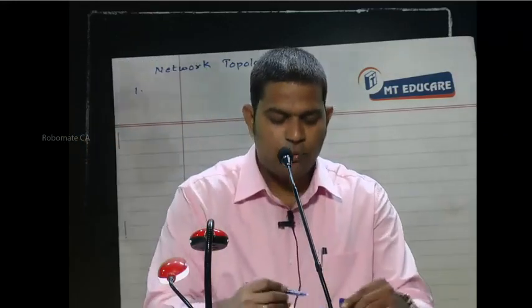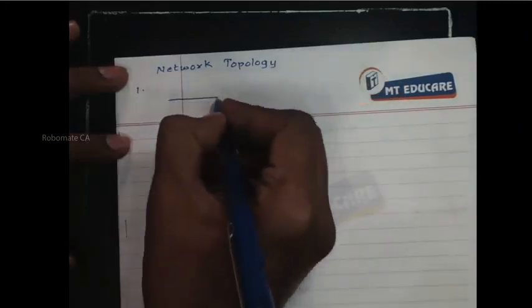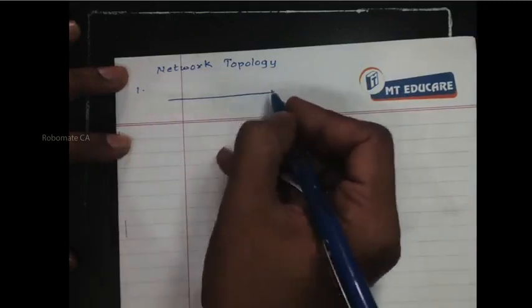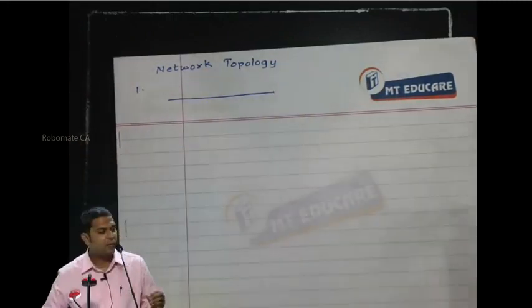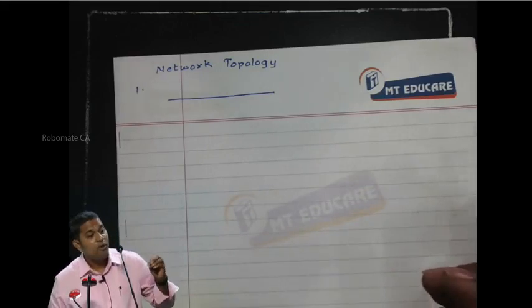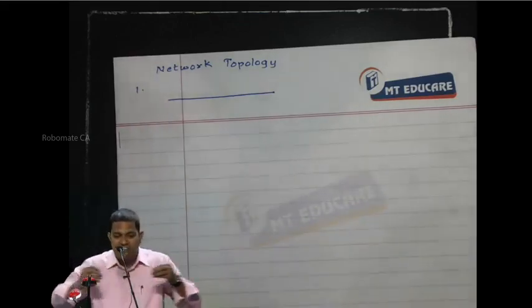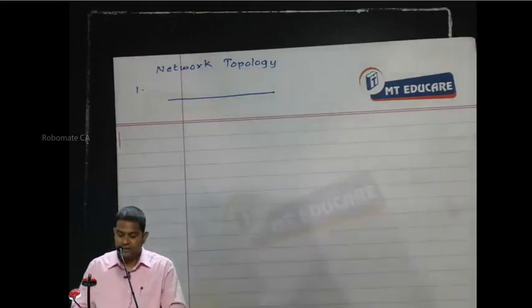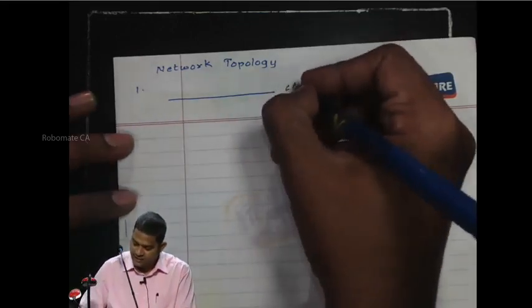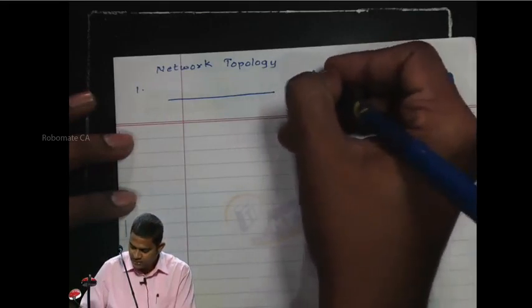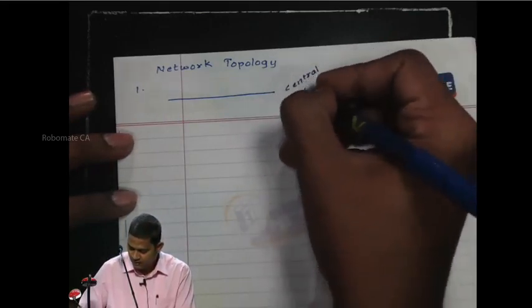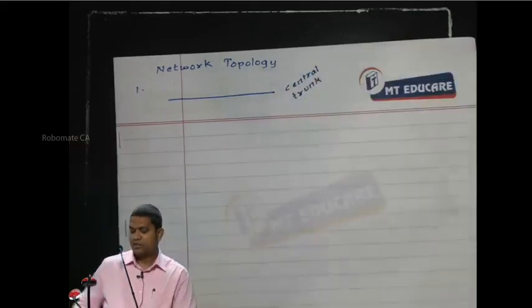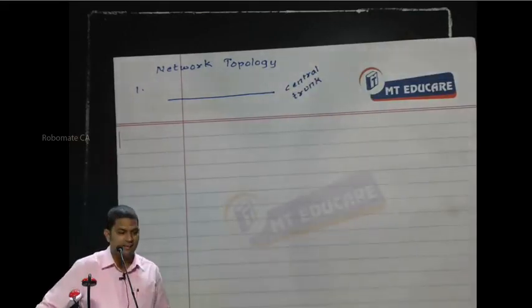In a bus topology, you will have a cable. Now this particular cable is a very, very important cable. It's like the highway, a very important road, right? And technically it is called the central trunk. It is the backbone of the network.